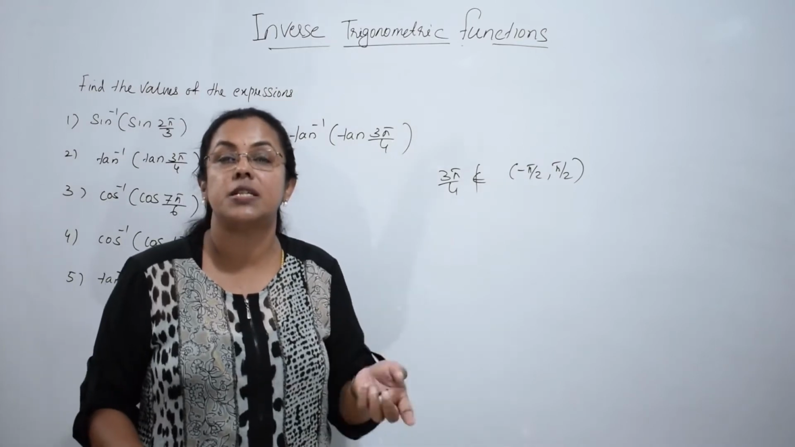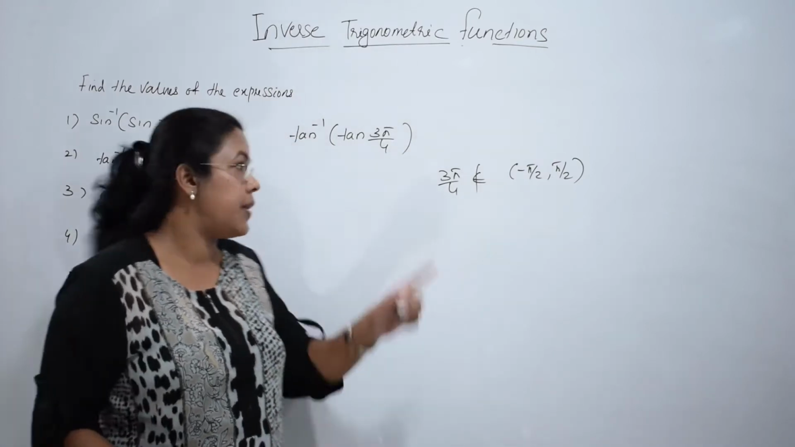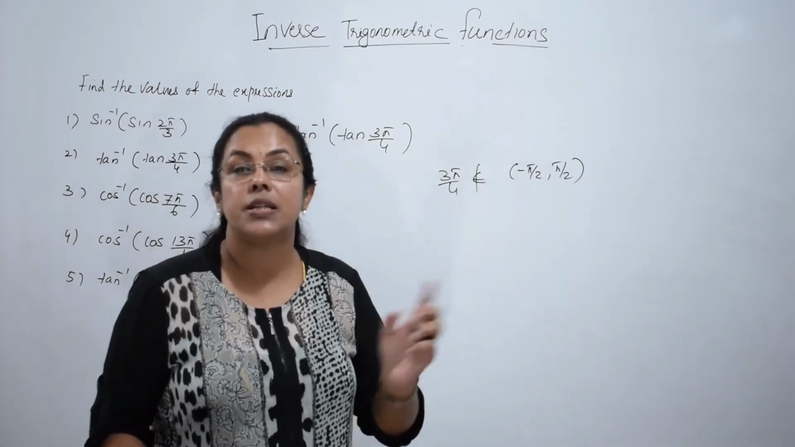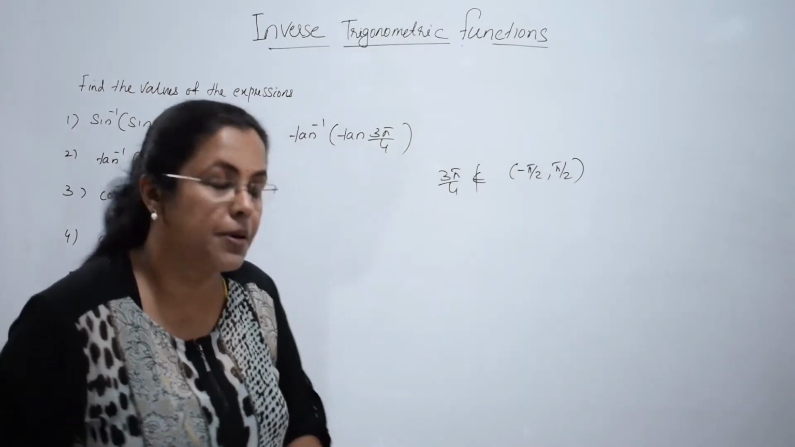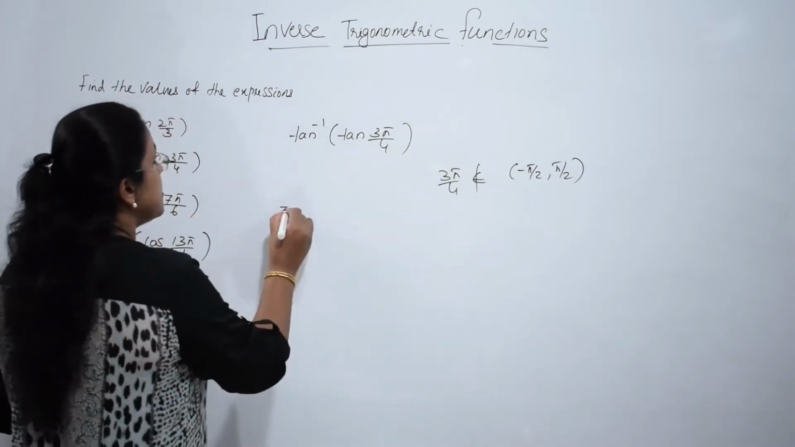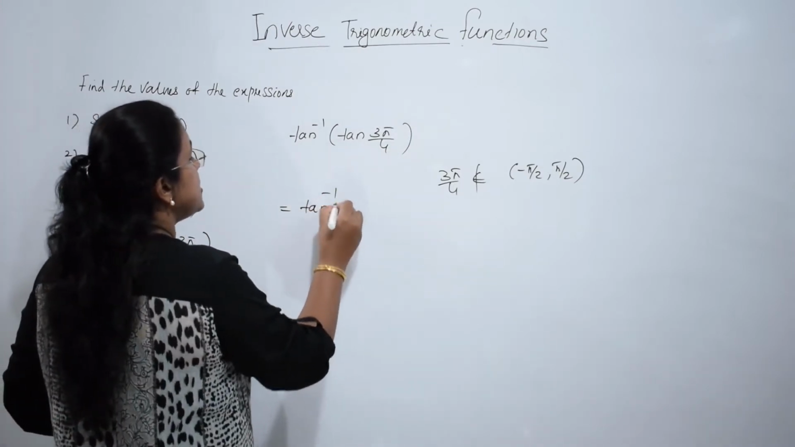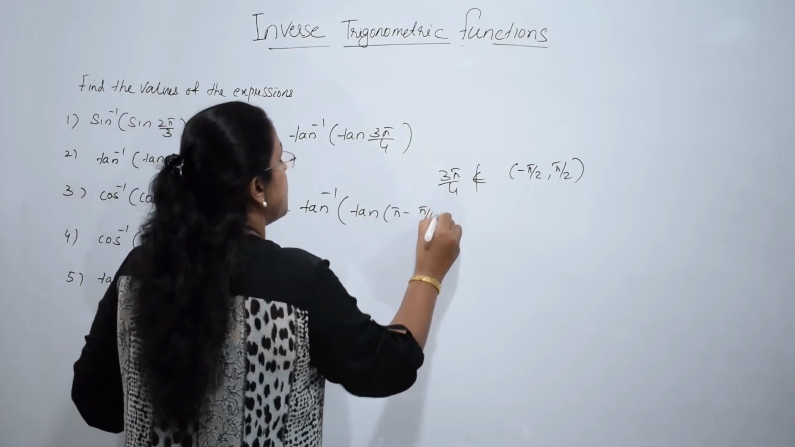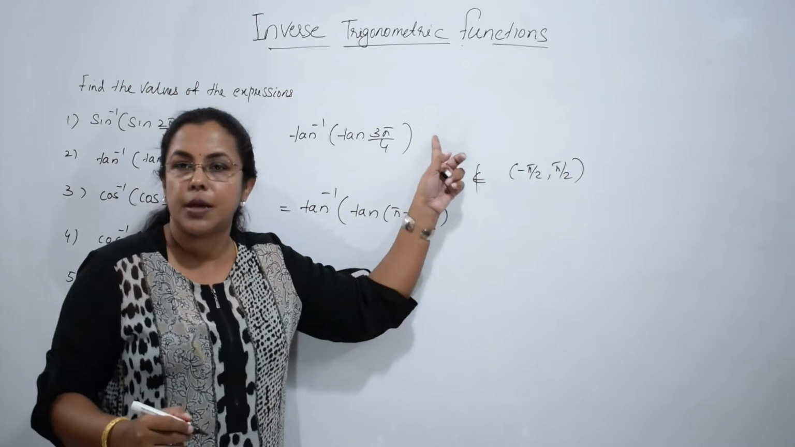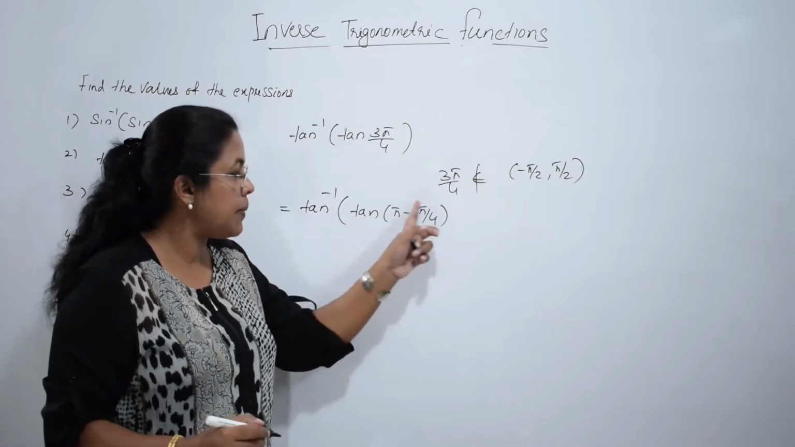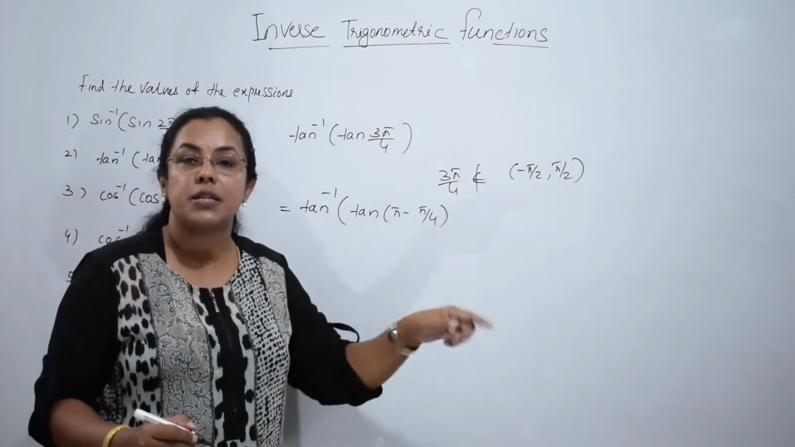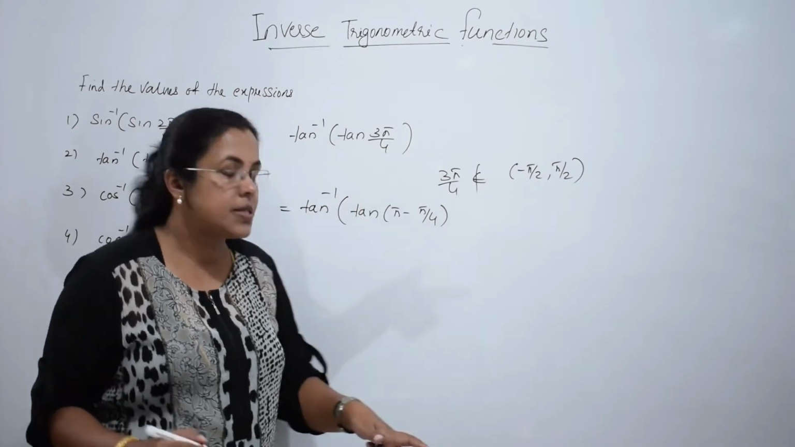Tan inverse tan theta is equal to theta only when theta is an element of the principal branch. But here theta is not an element of the principal branch, so convert it. We can rewrite it as tan inverse tan of pi minus pi by 4. Pi minus pi by 4 is 3 pi by 4, isn't it? 4 pi minus pi, 3 pi. 1 less, so pi minus. 1 greater, so pi plus, isn't it?